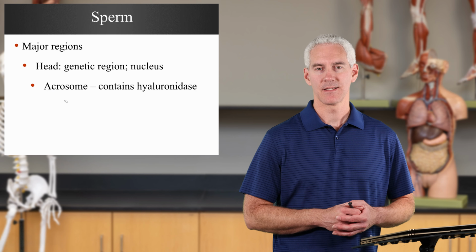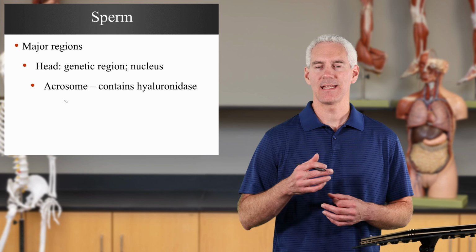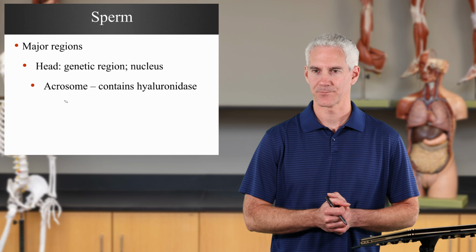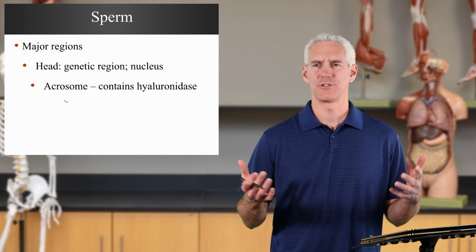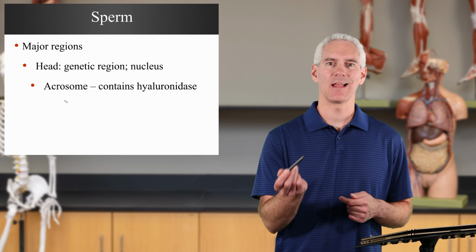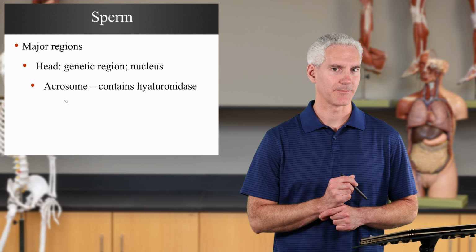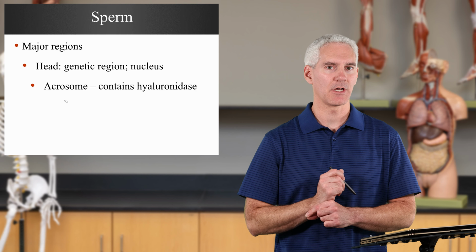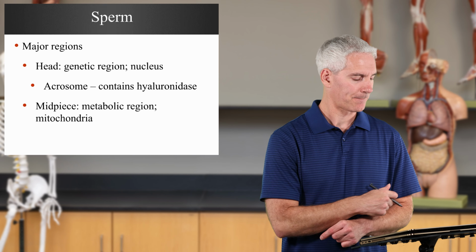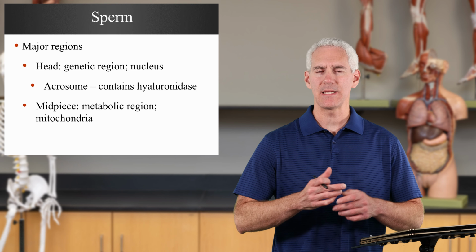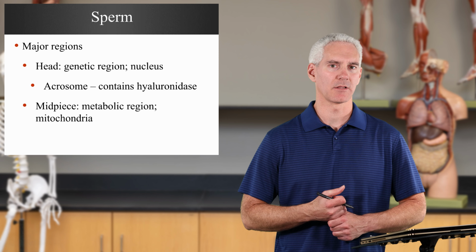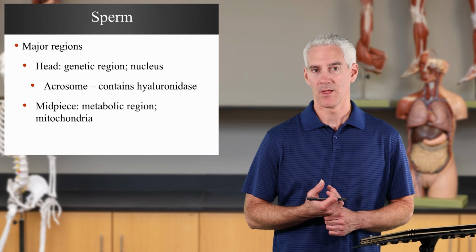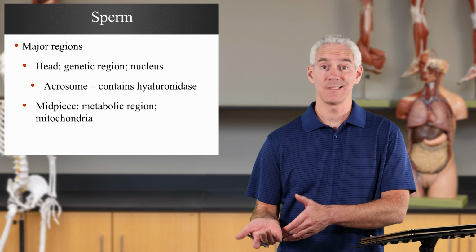Now, hyaluronidase is an enzyme that can digest or break down things that the head comes into contact with. Thinking, well, why would you want to break down and digest? The head has to be able to enter the actual egg. The hyaluronidase helps to digest the outside coating of the egg. We then have the midpiece. The midpiece is where most of the mitochondria are located. This is where you have the metabolic activity occurring, because the sperm have to stay alive to get to the egg.